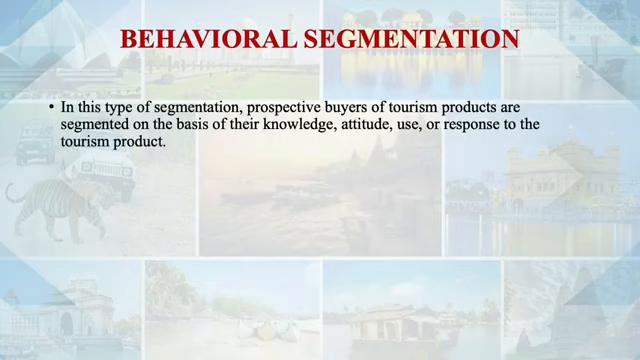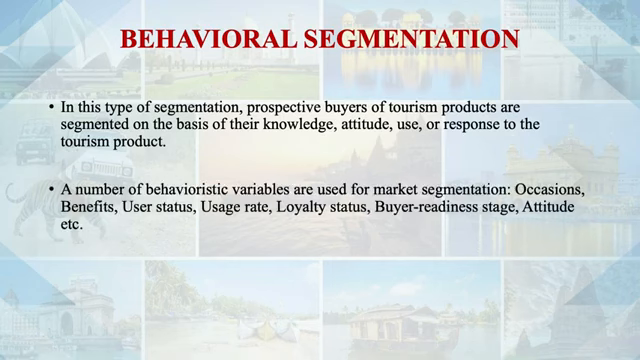So such mental attitudes determine the buying pattern of the tourist, and hence arises the need for psychological segmentation. Let us look at the third major variable of segmentation, which is behavioral segmentation. In this type of segmentation, the prospective buyers of tourism products are segmented on the basis of their knowledge, attitude, use or response to the tourism product. And a number of behavioral variables are used for market segmentation.